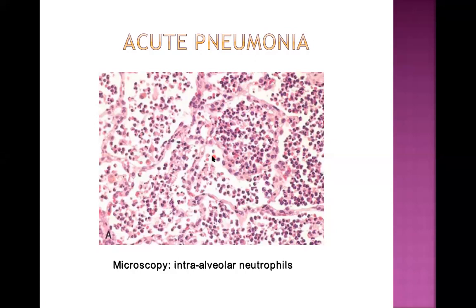Now how do you know this is lung? You have to see very carefully. These are the alveolar septa, and this whole area is alveoli. Okay, it is fully filled with neutrophils.